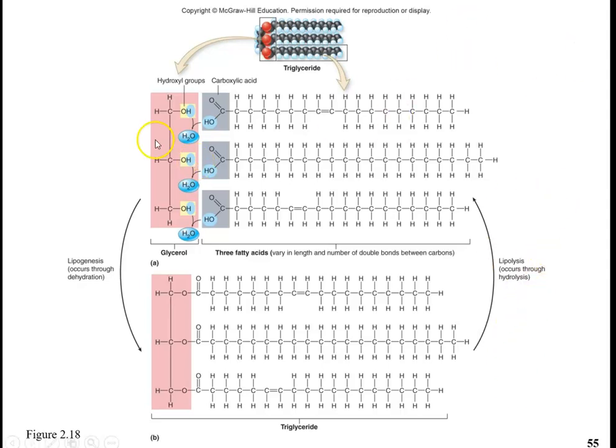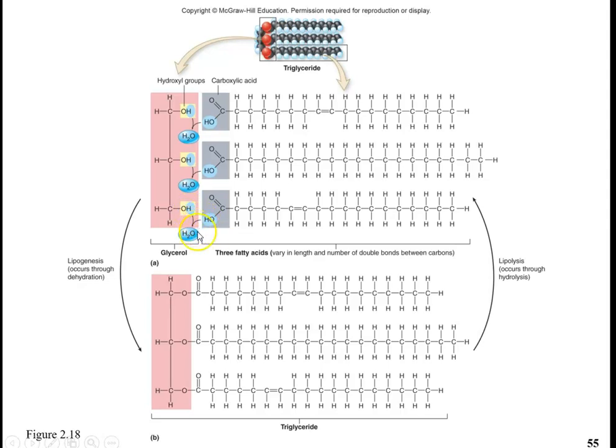All right, on top, this is showing a glycerol molecule here and 3 fatty acids here. The reaction moves in this way, and we build a triglyceride. So what happens is we bond this glycerol molecule to these 3 fatty acids. In doing so, water is given off.